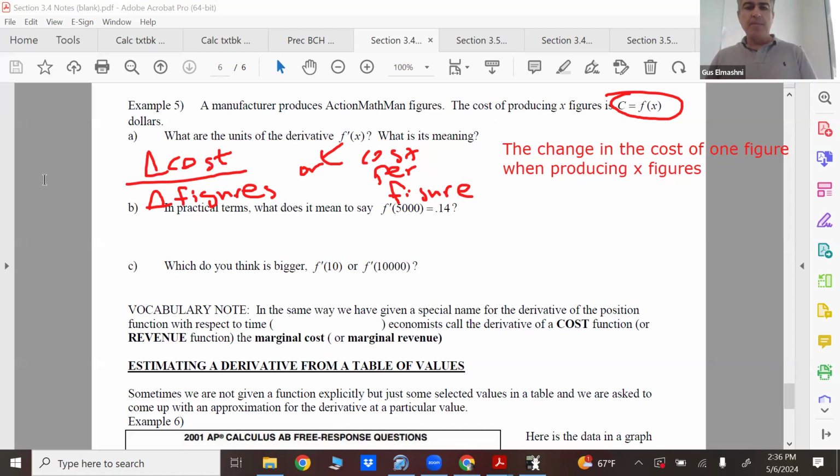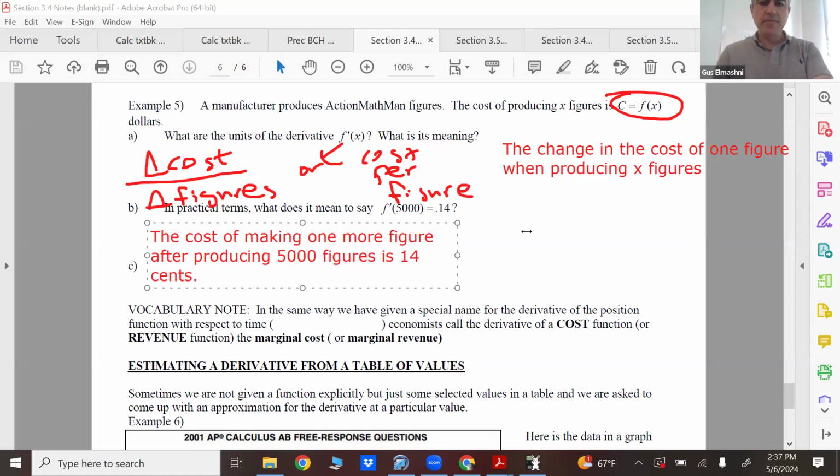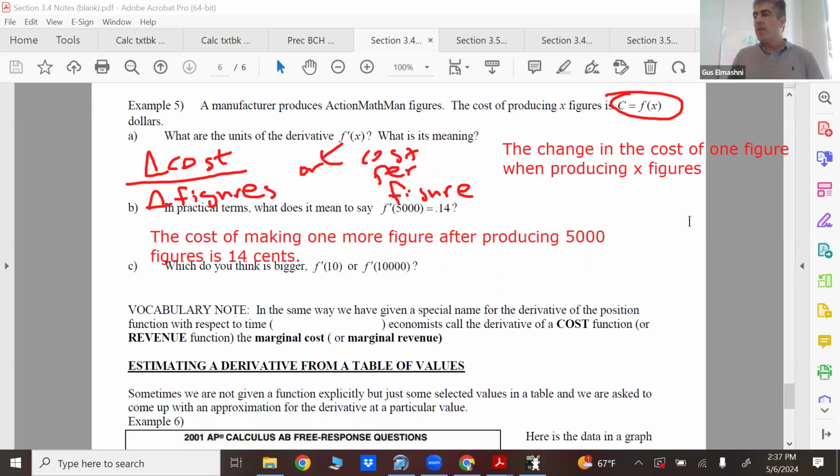So if you look at part B, this is like a business calculus question. What this means is that the cost of making one more figure after producing 5,000 figures is 14 cents. That's how you interpret that. Because you made 5,000 figures, that's X. But this is a slope. This is a rate. It's a rate of cost per figure.